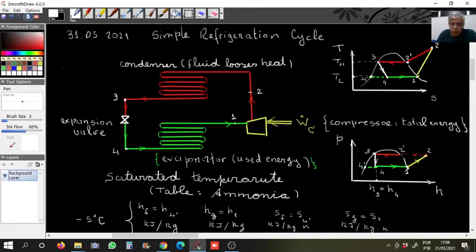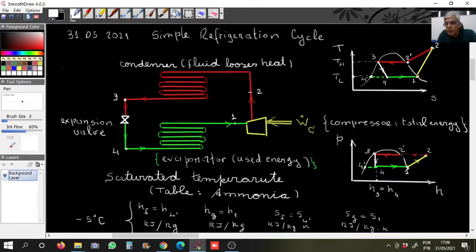Now, you can see here on the right, this diagram, there's the temperature, in Kelvin or degrees centigrade, and this is the entropy, see? Here you can see the states. Obviously, you don't see 2 prime, because 2 prime is the saturated vapor. This line here is only vapor, and this line here is only liquid. 2 is a superheated vapor. It's very high temperature.